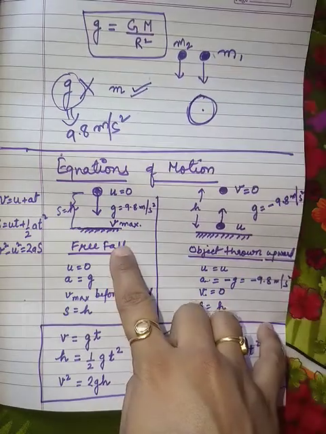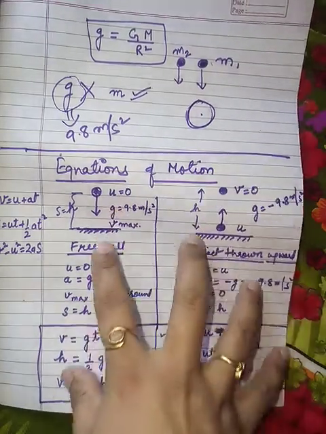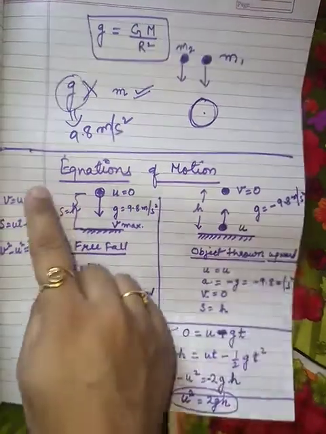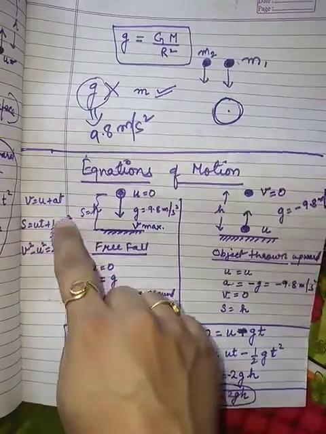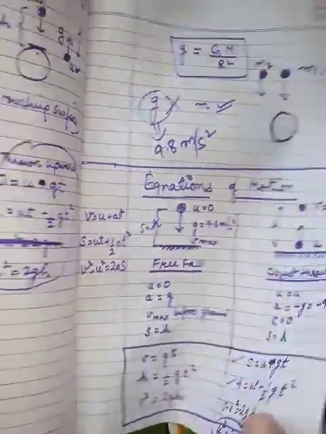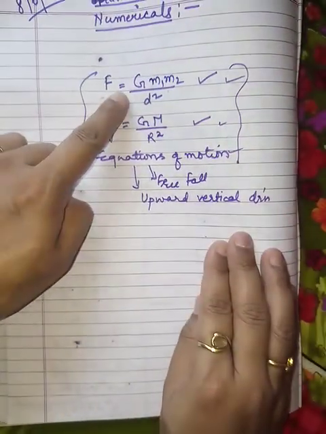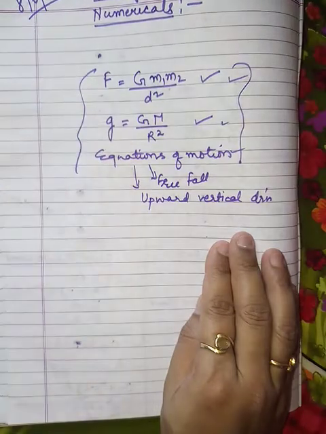For the case of free fall we have discussed that it should be equal to 0 and all that. So these equations of motion, based on the basic equations, we will consider in the numericals. Okay, so first of all let us take the first type of numerical, that is based on gravitational force.